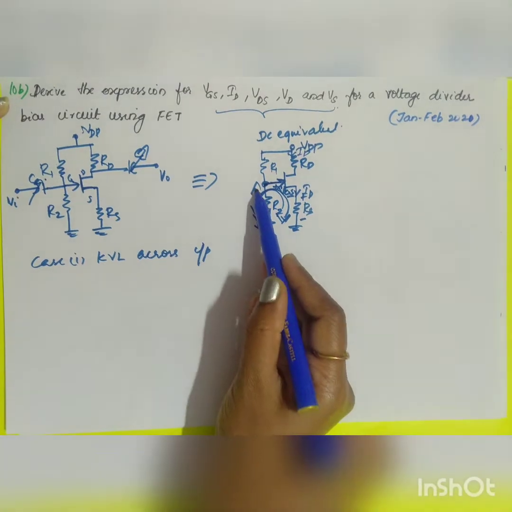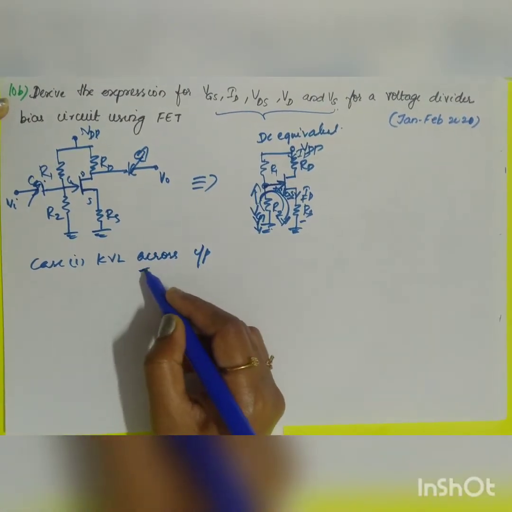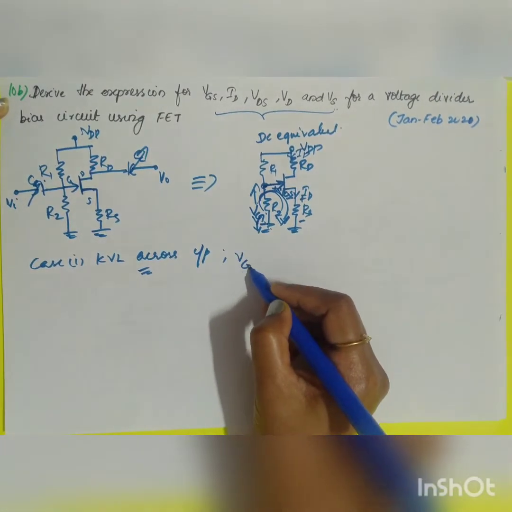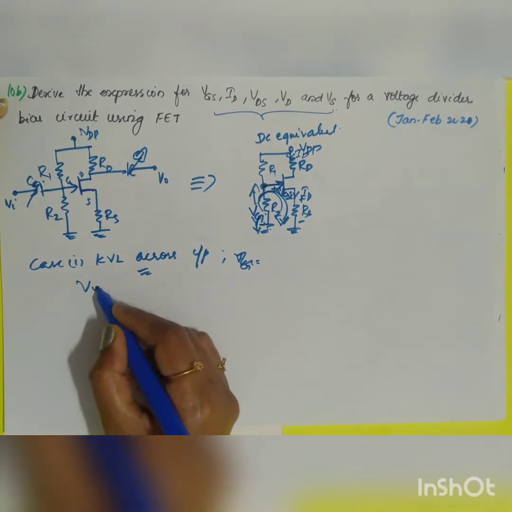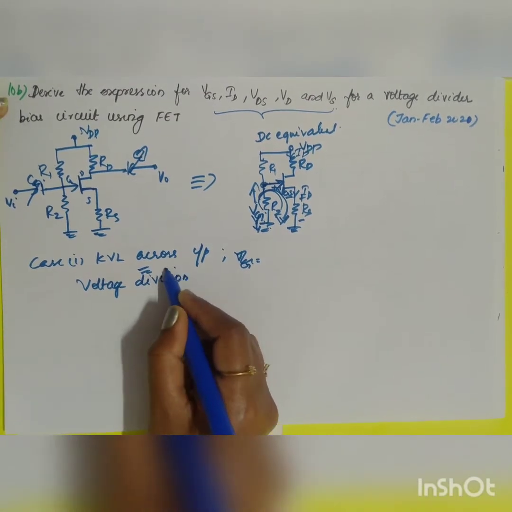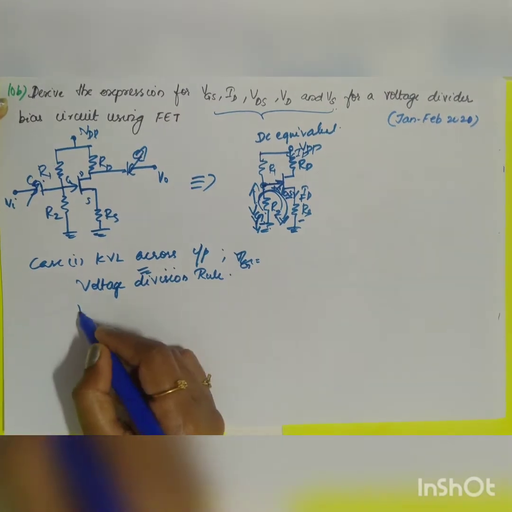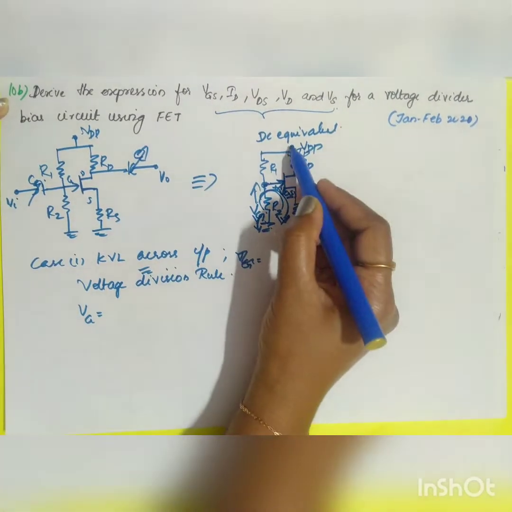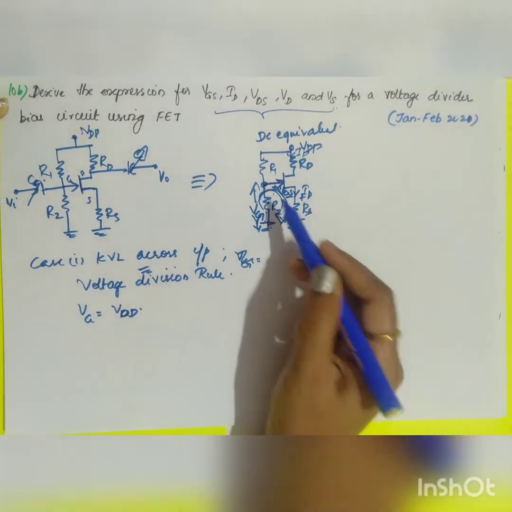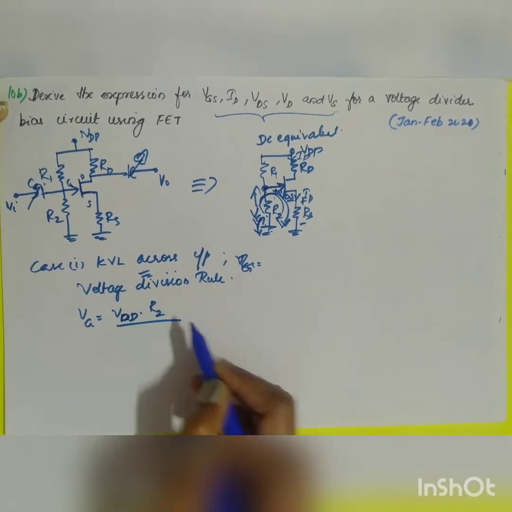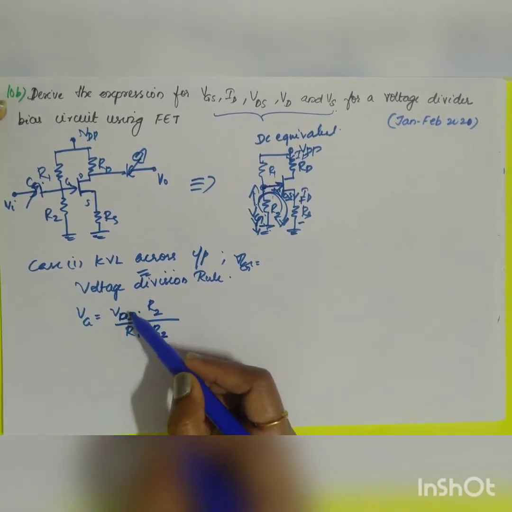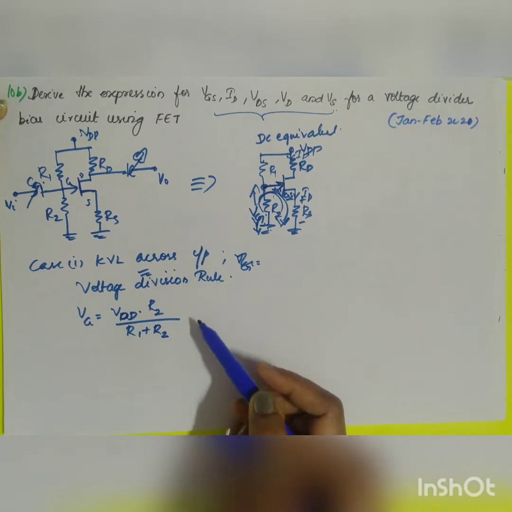What will be your VG? Before applying Kirchhoff voltage law, you should know what your VG value is. You know that by means of the voltage division rule, VG will be equal to your total supply voltage, that is your VDD, into the resistance across which the voltage you have to find out, R2, divided by the total of the resistors. So VG will be equal to VDD into R2 divided by R1 plus R2.